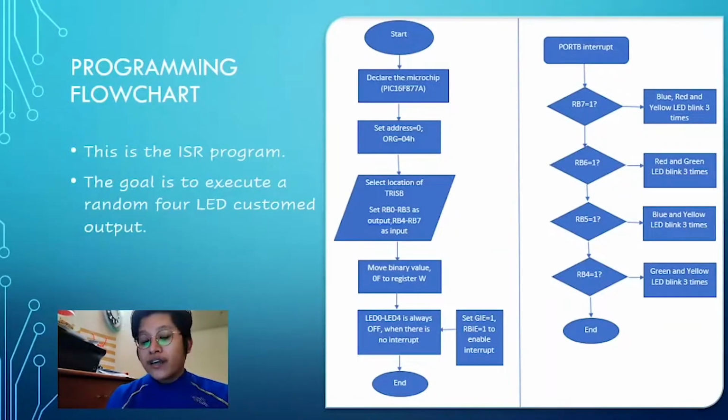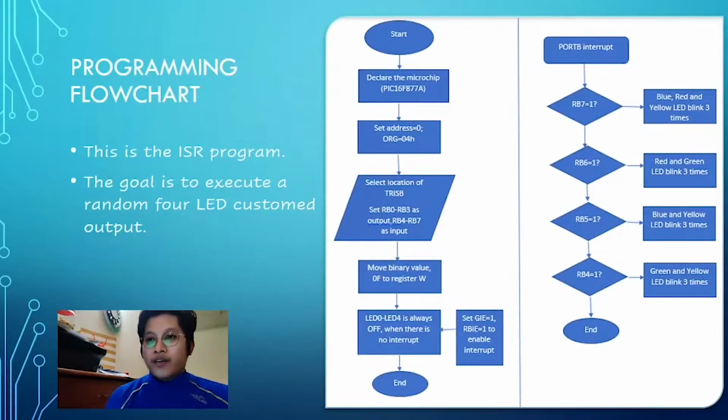Then we select the location of port B, and we set RB0 to RB3 as our output, RB4 until RB7 as our input. After that, we move the value 0F to register W. So right now, LED 0 to LED 4 is always off when there is no interrupt. So we have to set the interrupt. Set the GIE to 1 and RBIE to 1 to enable the interrupt, and that's the end.